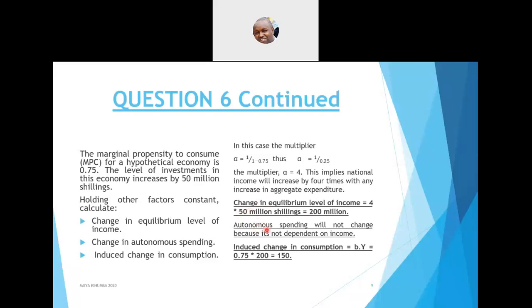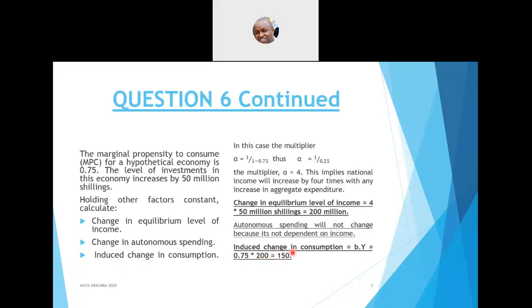What about autonomous spending? We said autonomous spending is that spending that is not dependent on our current level of income. And therefore, the expectation is autonomous spending will not change because it's not dependent on income. What will change is induced consumption, which we said is B times Y. B is the marginal propensity to consume. And in our case, it will be 0.75 times 20, which will give us 150. So our induced change in consumption will be 150 million shillings.